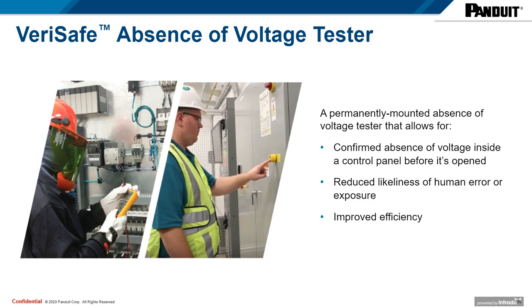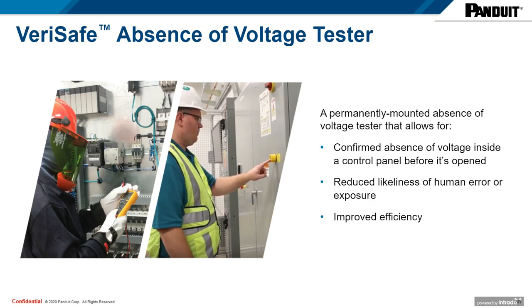So this comparison shows the historical method of verifying the absence of voltage in the image on the left using a handheld voltmeter. On the right, the image is a comparison to show how a worker could verify the absence of voltage using the VeriSafe absence of voltage tester.